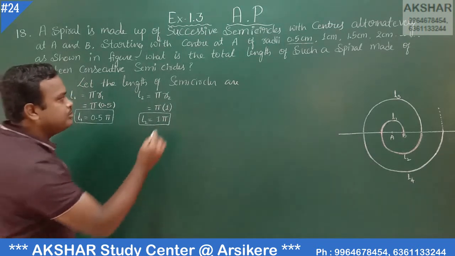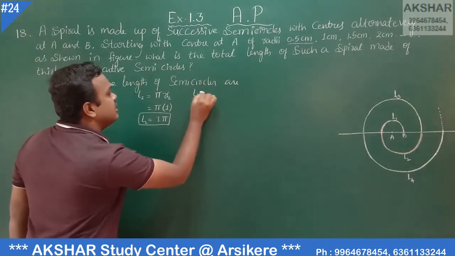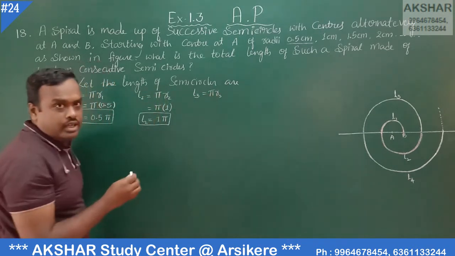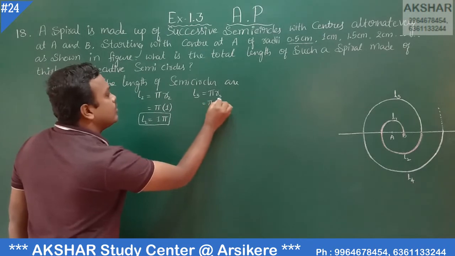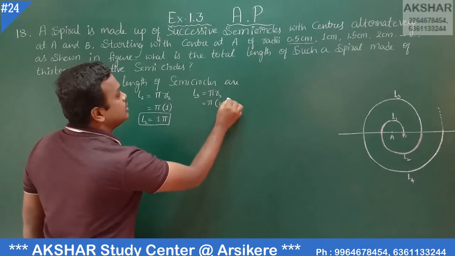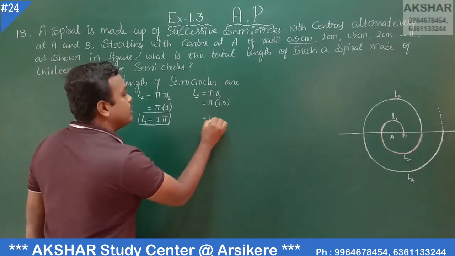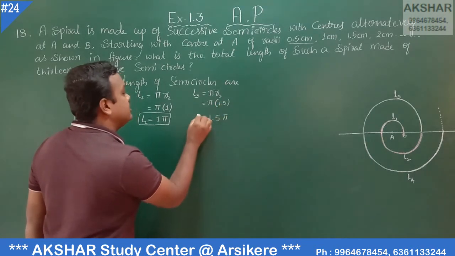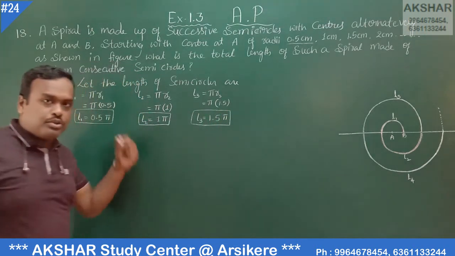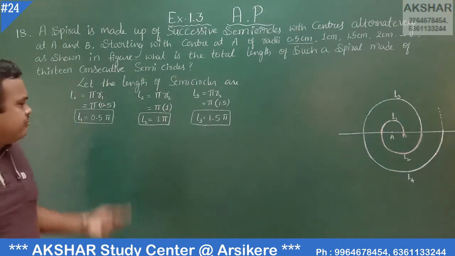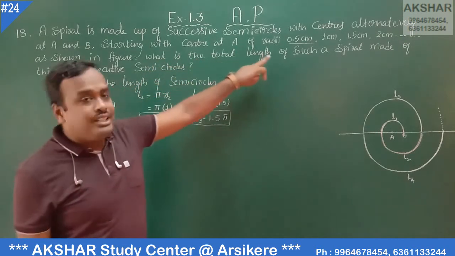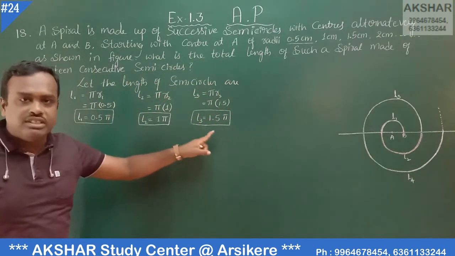Now again one more I am going to find, that is L3, which is equal to pi r3, which is equal to pi into the radius of the third semicircle. Yes, 1.5. On multiplication we will get 1.5 pi. This is L3, the length of the third semicircle. This process continues. Okay, now we need to find the total length. So this is the length of each and every semicircle.